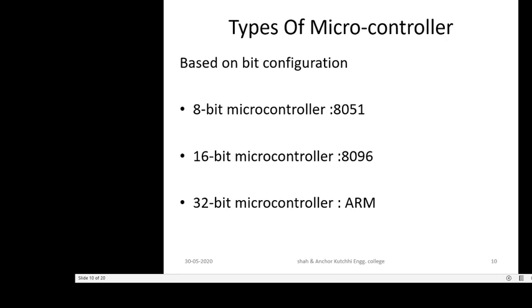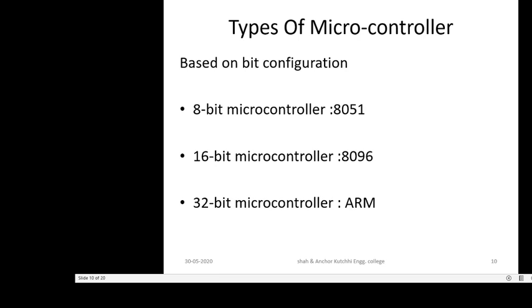Again, depending upon the size of the microcontroller, there are different types of microcontroller. 8-bit microcontroller, the most popular example of an 8-bit microcontroller is 8051. What is the main function of a microcontroller we know now? To process the data is not the important thing. What is important here? To control the things. So an 8-bit microcontroller can process 8-bit data and it can control many things.